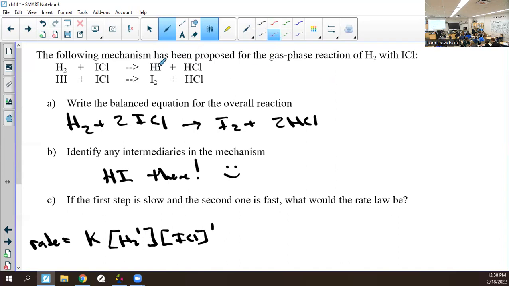So you find anything that's on both sides and you can cross it out, then you add. So you had 1H2 plus 2ICl. Then your arrow, you had 1I2 left and 2HCl. The intermediate is the thing we cross out. Then if this is slow, we only include the reactants involved and we use the exponents to tell us how many of each reactant were involved. So there's only one H2, so that's why this is a 1. Only one ICl, so that's why that was a 1.